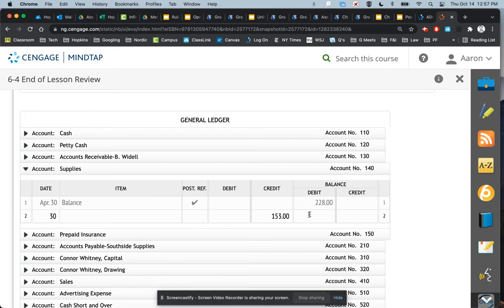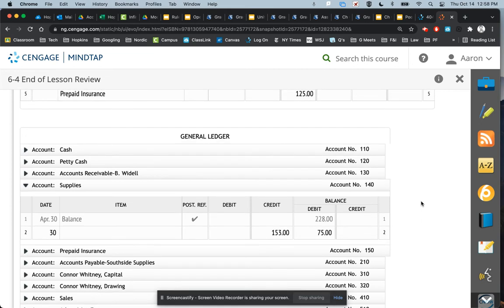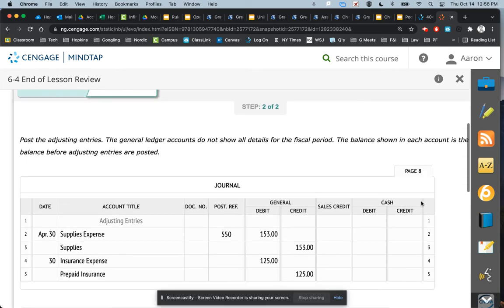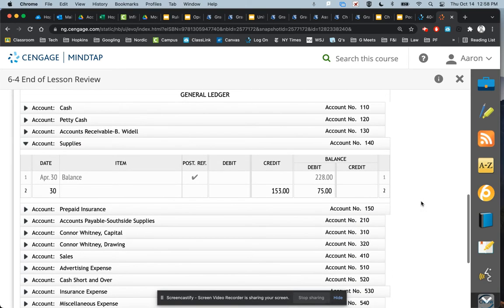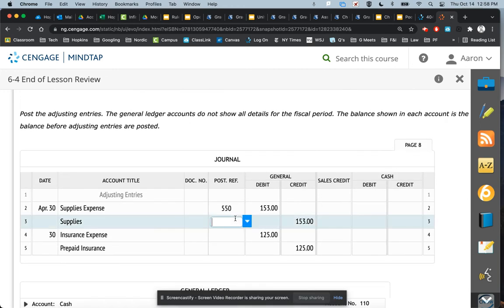Record your new balance. So we started off with a debit balance of 228. We had a credit for 153. This credit reduces this debit, and what's left over is that balance of $75. And that's the same thing that we had extended over to our balance sheet column as well. Post reference, that was journal page 8. Our account number here is 140, so we'll go back up to our journal, post it for 140.